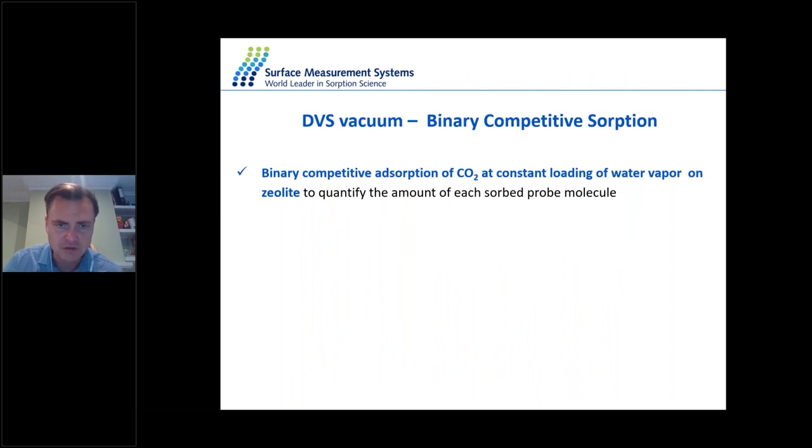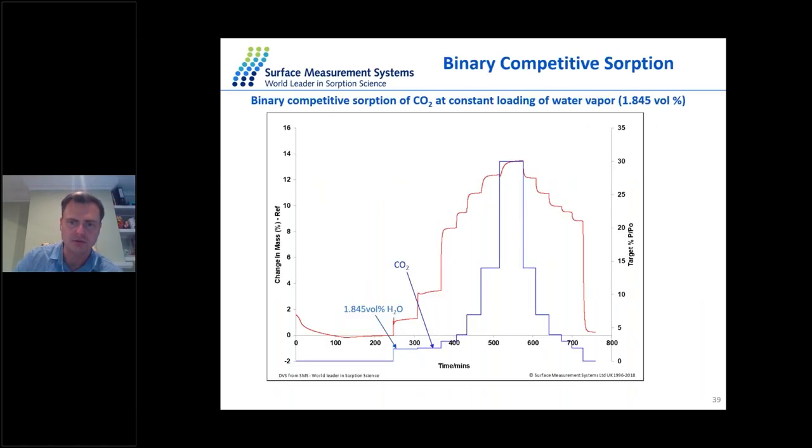And lastly, I would like to introduce you to the binary competitive adsorption of CO2 at constant loading of water vapor. In this case, I'm going to show the sample of zeolite in order to quantify the amount of adsorbed molecules. What I will talk you through now is a very simple experiment which can be done in the static mode in our DVS.